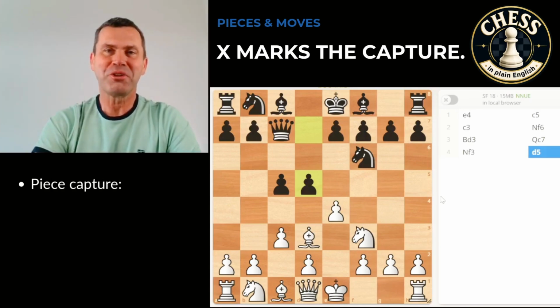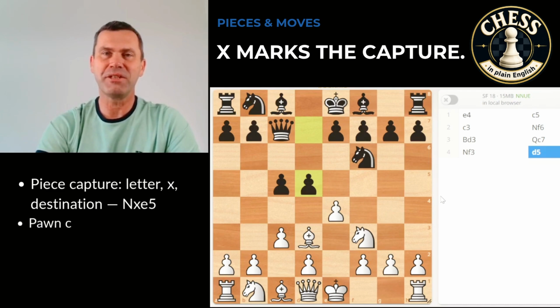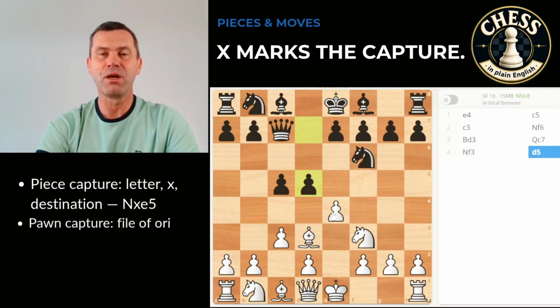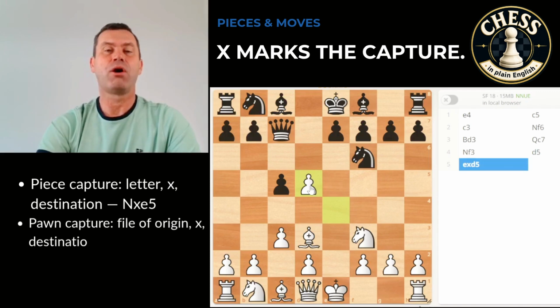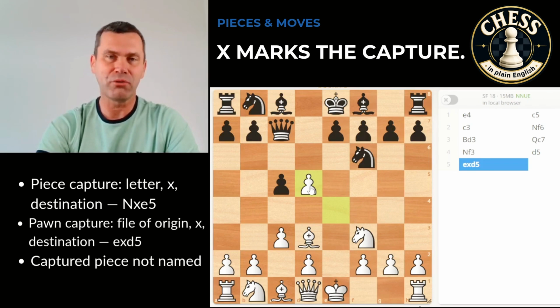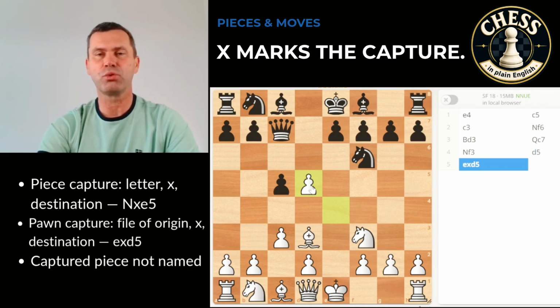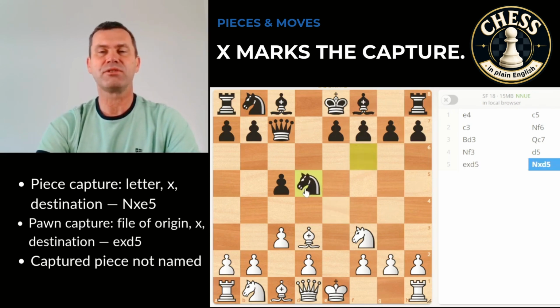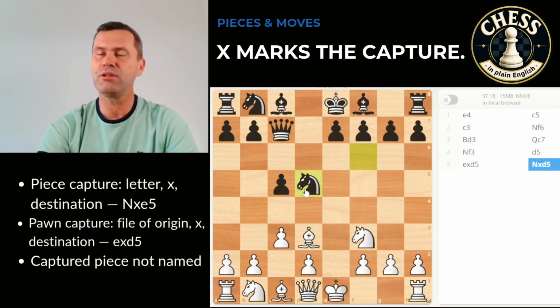How do you write down captures? With a lowercase letter x between the piece and the destination square. For example, pawn takes on D5, e x D5. So E file for the pawn coming from it, and x as capture sign, D5 destination square. Knight takes D5, N x D5. Piece making the capture, x marking the capture, and D5 as destination square.